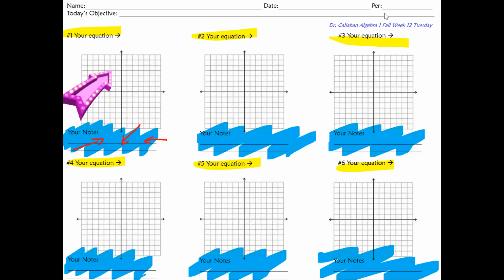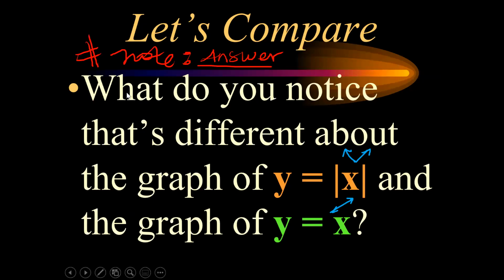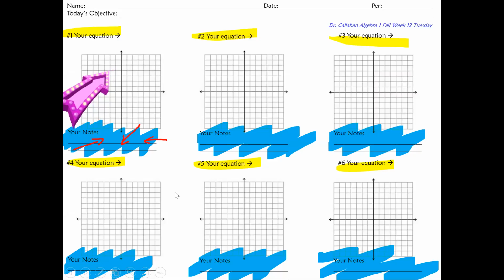So that's where you need to go ahead and compare it to. This is where you are. Your notes right here. Make sure you go ahead and answer what do you notice about the difference about the graph of y equals absolute value of x and y equals x. And then make sure you write it down right here where it is in blue. All right, we're going to get on to question number 2 right here.